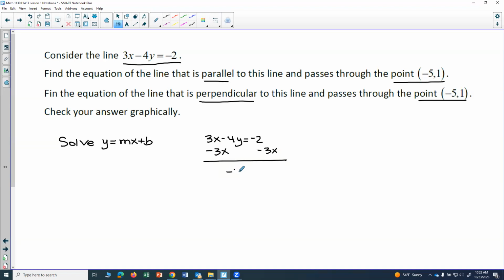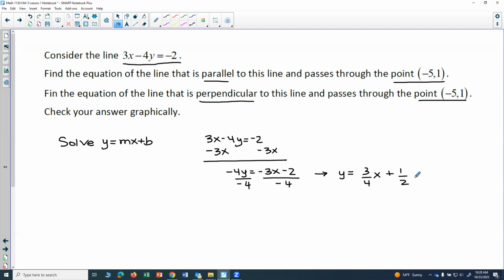So I will get negative 4y equals negative 3x minus 2. Divide everything by negative 4. And so I get y equals the negative 3 over negative 4. Negative over negative is positive. So this would become 3/4 x. And then negative 2 over negative 4, negative over negative is positive. So plus 2 over 4 is the same as 1/2.